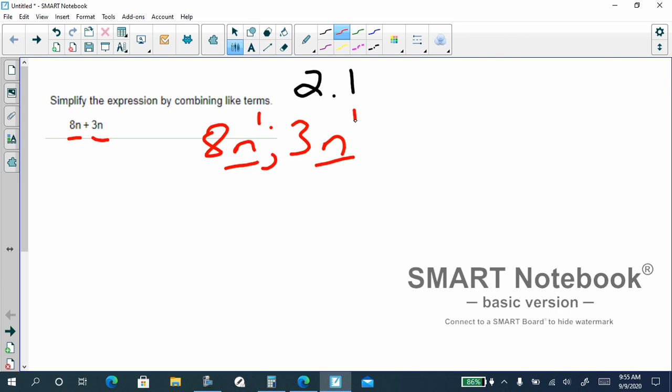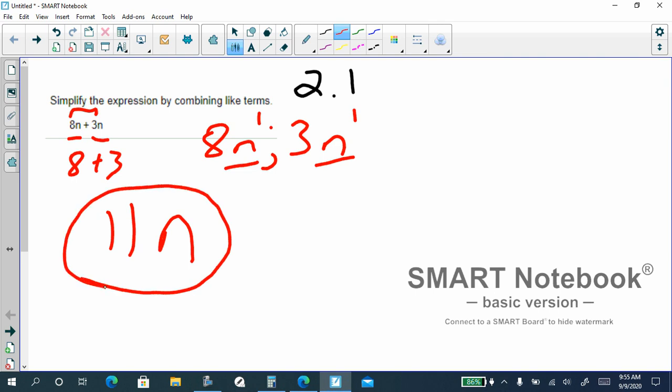So if we have 8 of something and someone gives us 3 more of that same thing, then we need to know how many of those do we have. So we add their coefficients together. 8 of them, add 3 more together. Well, 8 plus 3, you have 11 of those.